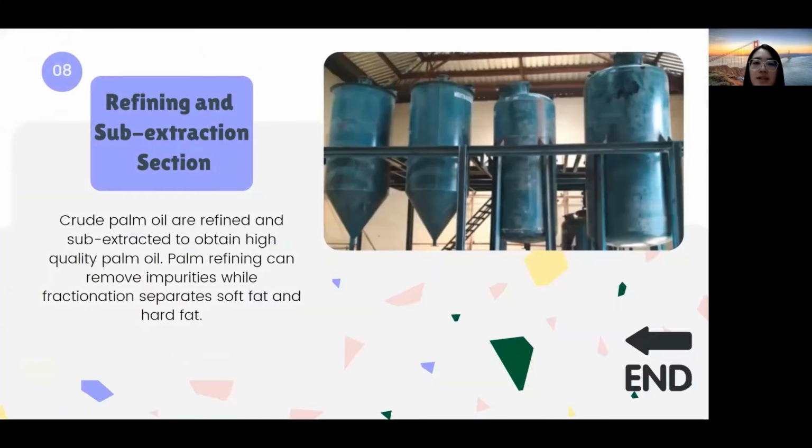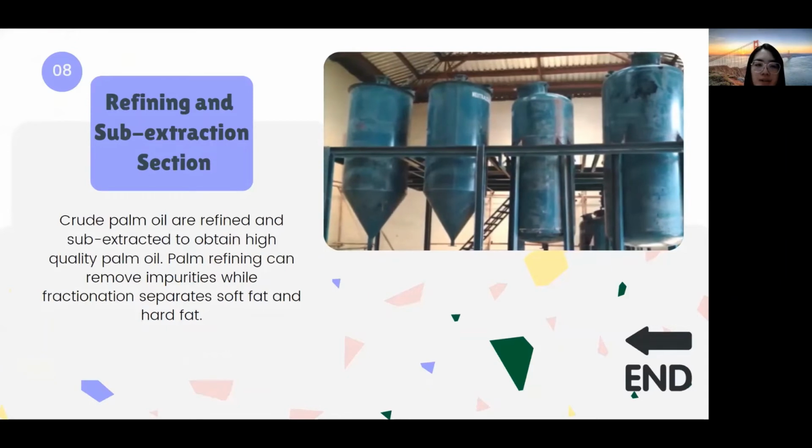The last section is the refining and sub-extraction section. So the crude palm oil will be refined and also sub-extracted in the kernel in order to obtain a high quality of palm oil. So the purpose of palm refining is to remove the impurities in the oil, while the fractionation is used to separate the soft fat and the hard fat in the oil.